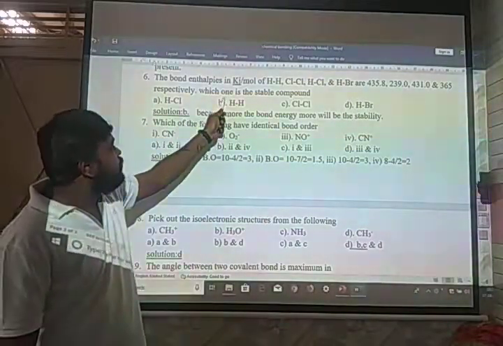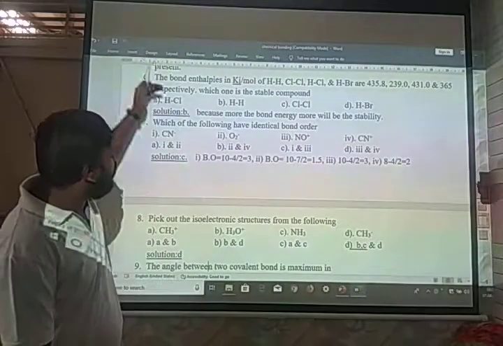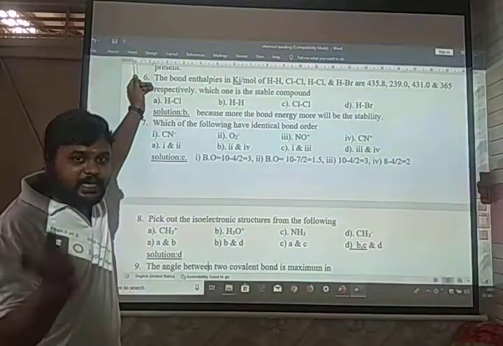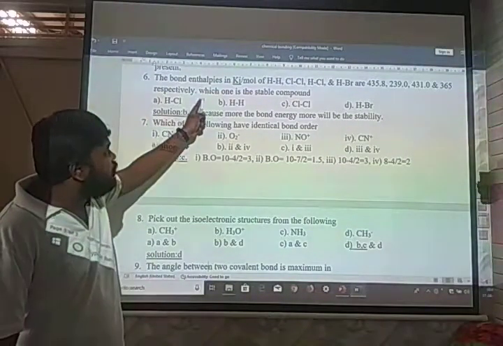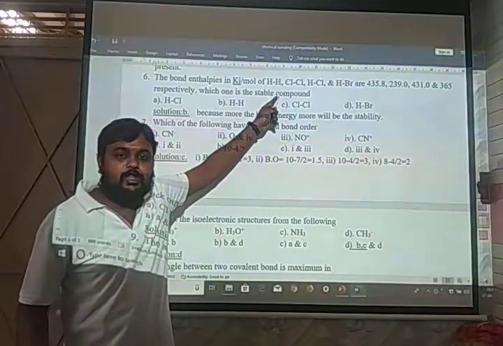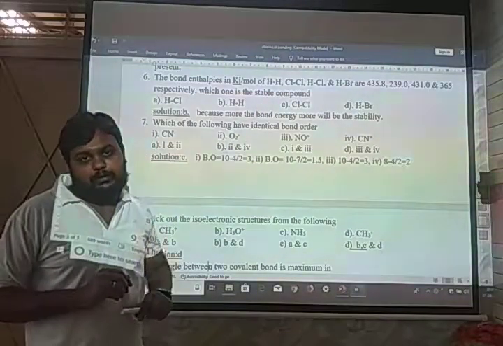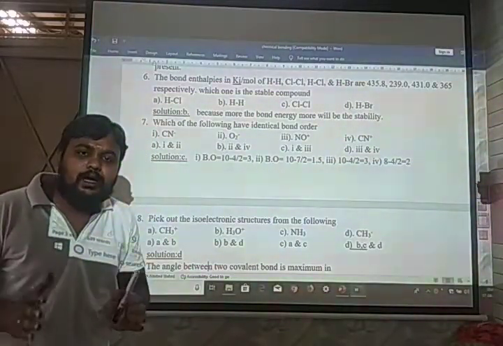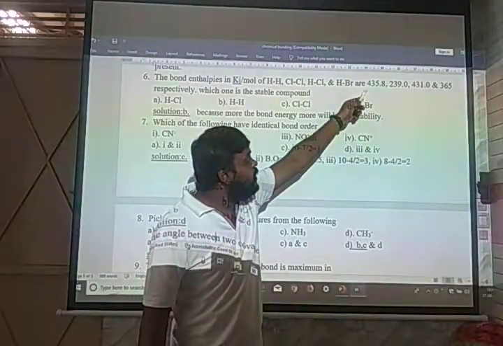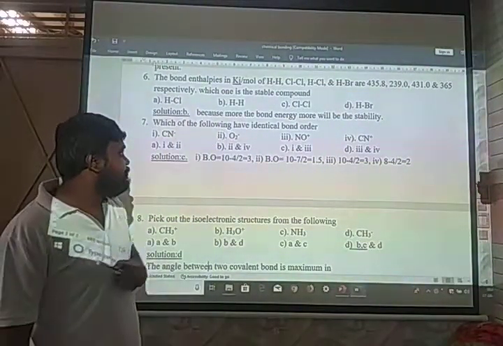So which one is the more stable compound? In this question, they gave four different bonds and their bond energies also, and they ask which one is more stable. Stability depends upon the bond energy. The more the bond energy, the more the stability. So where do we have the most bond energy here? In case of the first one, that is H-H. So its option will be B.